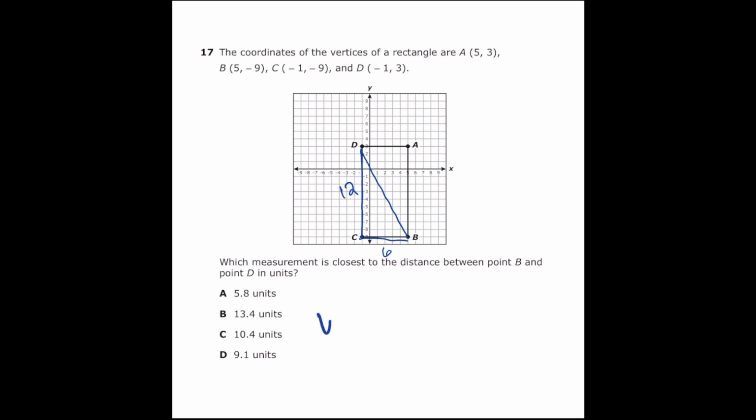Okay, so now I'm going to use Pythagorean theorem to find my missing side. So I'm going to take the square root of 12 squared plus 6 squared, and once I put that into my calculator, I should get 13.4, which is letter B.